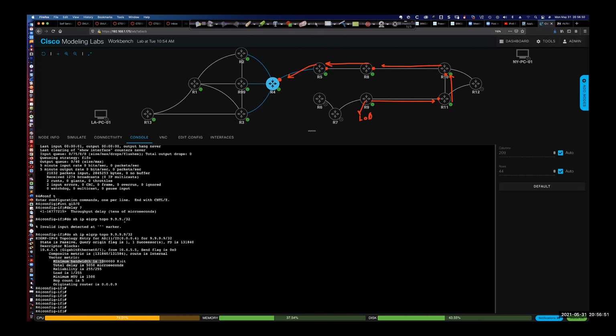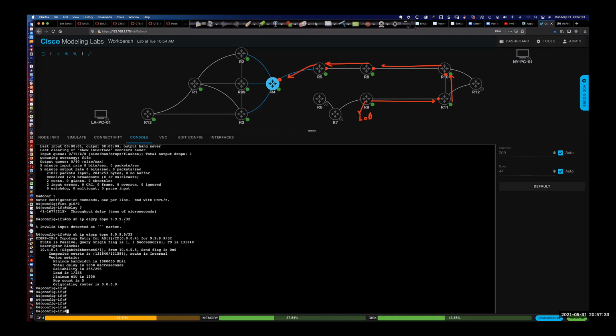There it is, minimum bandwidth, 1,000,000 kilobits a second. What about the total delay? There's the total delay. And here's your reliability and here's your load. For reliability, you want it to be 255 out of 255, which means I'm 100% totally reliable. Load, on the other hand, you want to be the lowest value you can get, like 1 out of 255, because that means I'm not really overloaded, I'm way down here, not being used at all. If that was like 240, you're probably having a lot of latency and issues in your network.